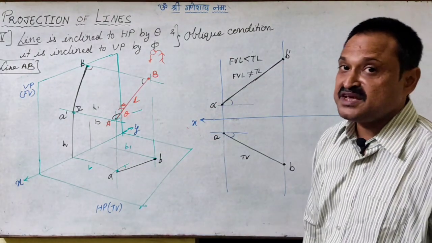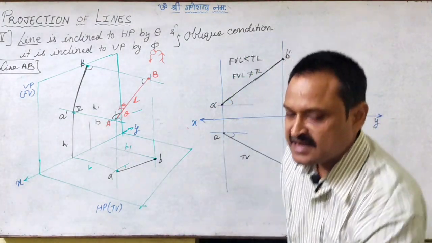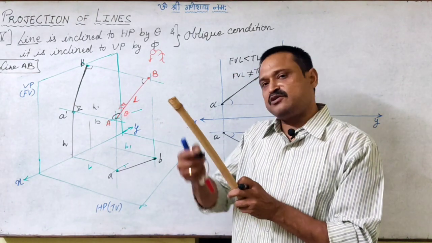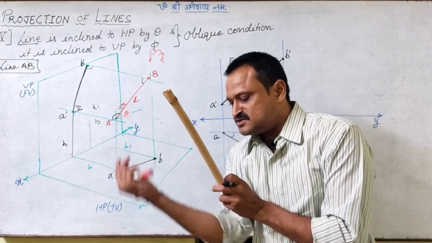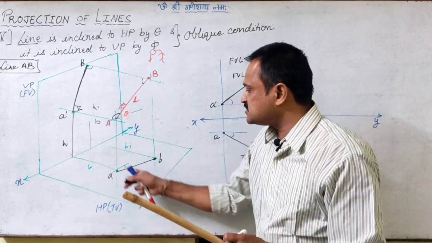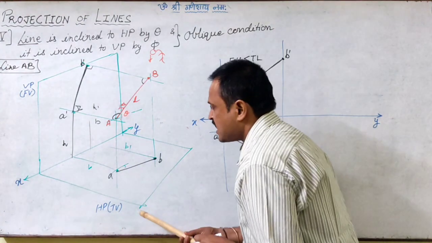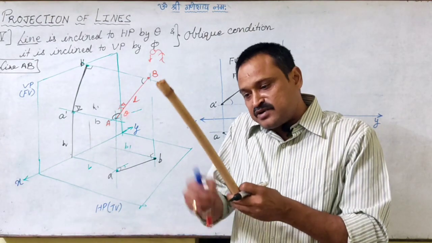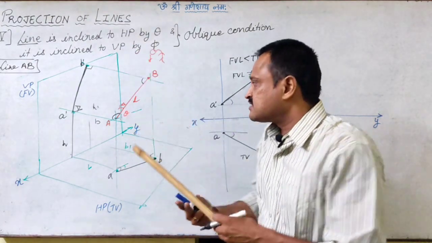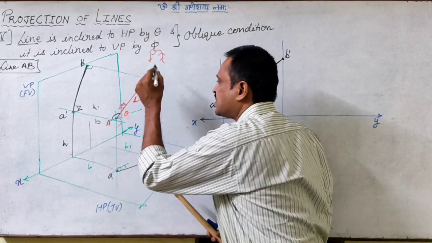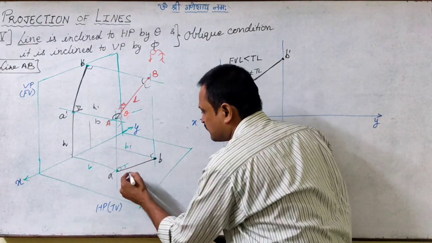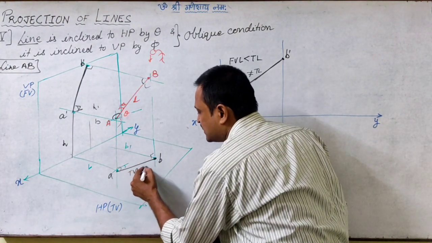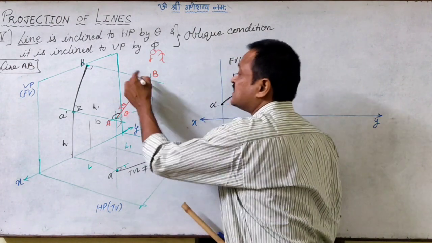Same case will be with the horizontal plane. As the line is inclined to HP, the image is on HP, so the image is parallel to HP. The projectors are perpendicular to HP, but the line is inclined to HP. Projectors are this way. That means the projectors are inclined to the line. So again in the top view, the top view length is definitely not equal to the length L.